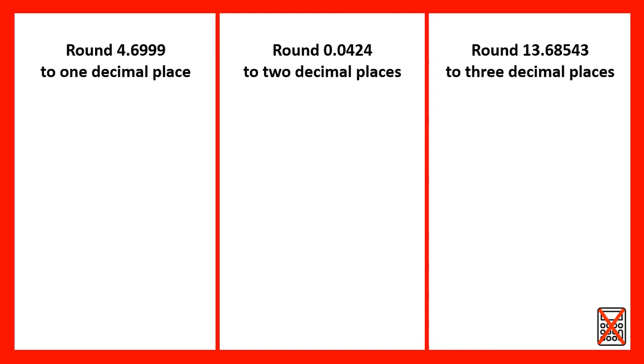For the first question, we're rounding 4.6999 to one decimal place. The first decimal place is the one immediately after the decimal point. So rounding to one decimal place, I need to put my rounding line after this digit.